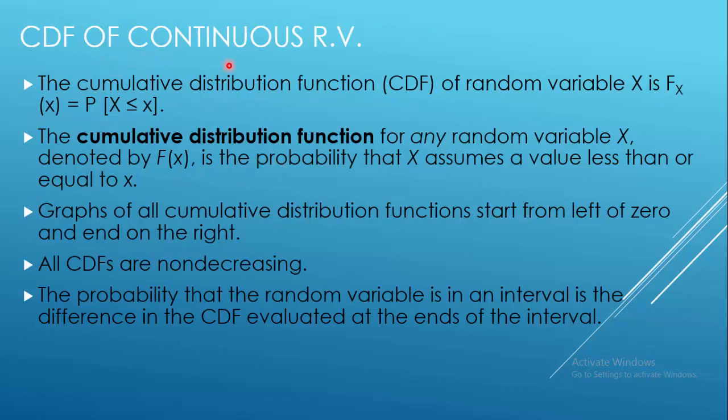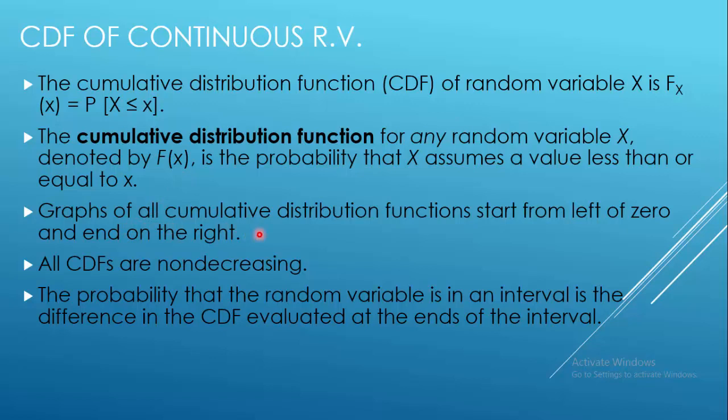CDF of continuous random variable. The cumulative distribution function of random variable X is F of x. F of x is equal to the probability that X is less than or equal to x. That means the cumulative distribution function for any random variable X, denoted by F of x, is the probability that X assumes a value less than or equal to x.